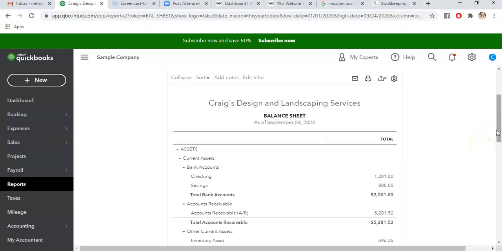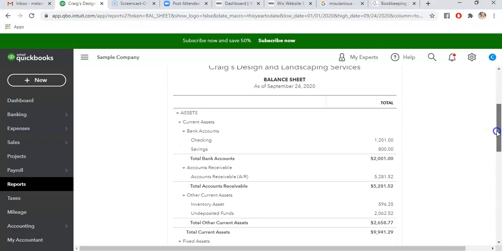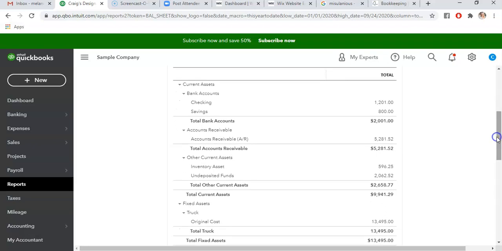Last week we talked about the profit and loss, and so this week we're going to talk about the balance sheet. And what you want to do is, first off, you want to look at your assets. Is all of your bank accounts listed? Do you have another bank account that you use for profit only, or another savings account, or anything like that?